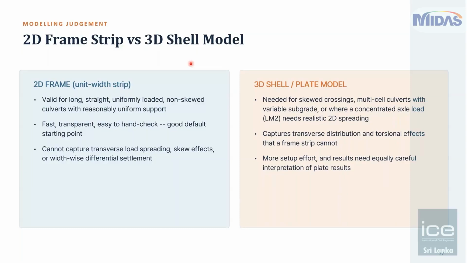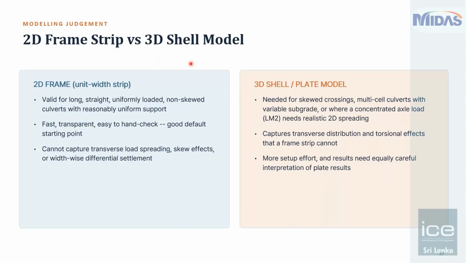2D frame analysis is valid for long, straight, uniformly loaded, non-skewed culverts with reasonably uniform support. Fast, transparent, easy to hand check, and a good default starting point to get the idea of how much reinforcement should be there and what would be the forces in your sections. However, this 2D frame assumption cannot capture transverse load spreading, skew effects, or width-wise differential settlement if you have any.